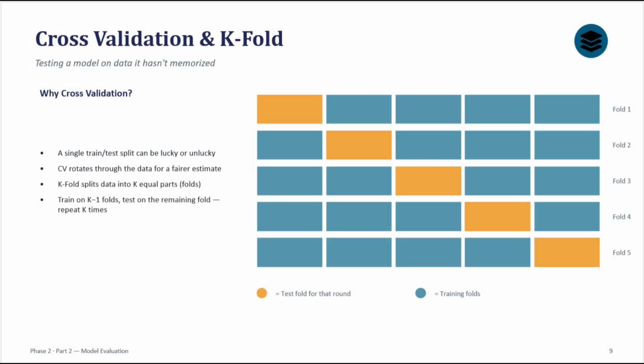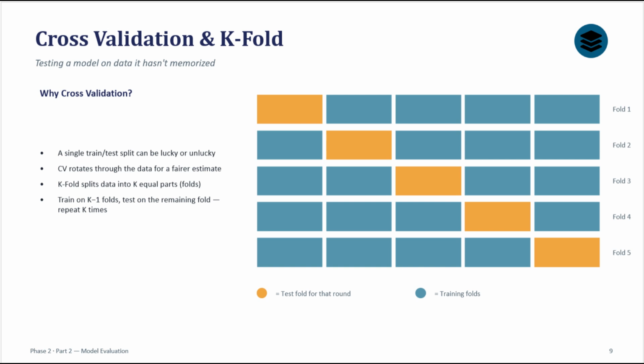Let's say you split your data once into training and testing sets. What if you accidentally got a lucky split or an unlucky one? Your evaluation might not represent real-world performance. That's why we use cross-validation. Instead of testing once, we test multiple times using different data splits.